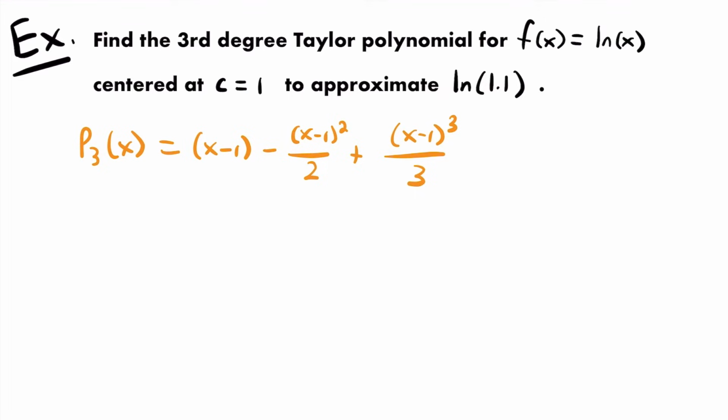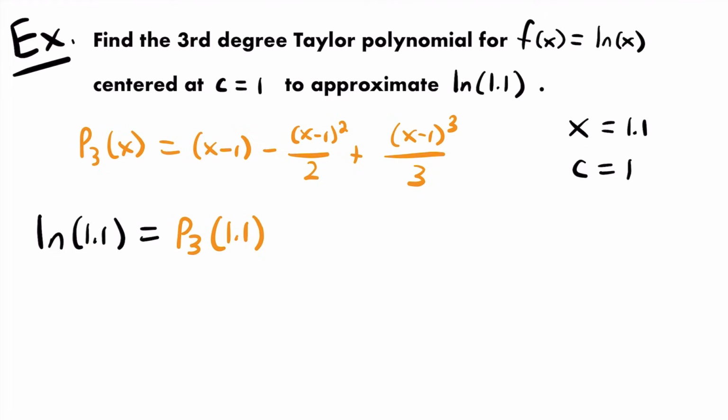Okay, so in this case, our value of x, the value that we want to approximate, is 1.1, and c is equal to 1, which is the value that is close to the value that we want to approximate. And so let's approximate the natural log of 1.1. That is going to be equal to the third degree Taylor polynomial evaluated at 1.1. We're going to plug 1.1 into this polynomial.